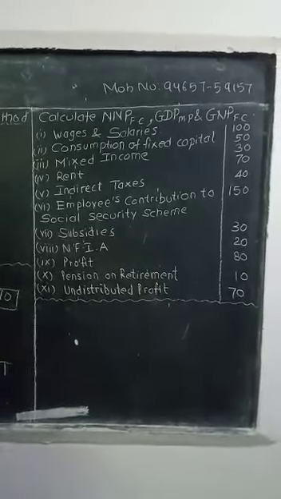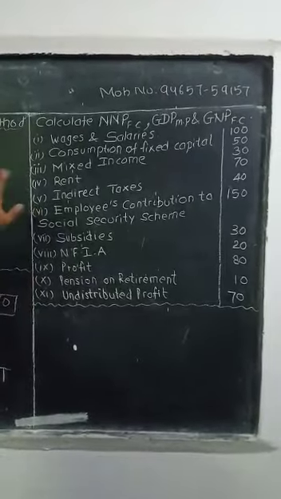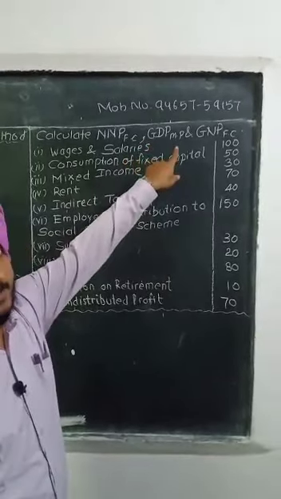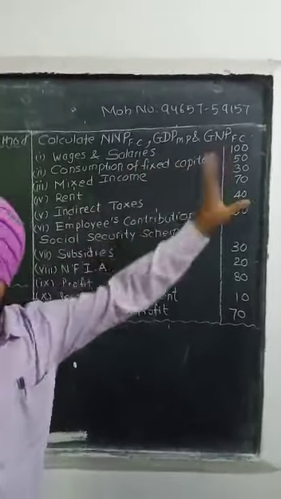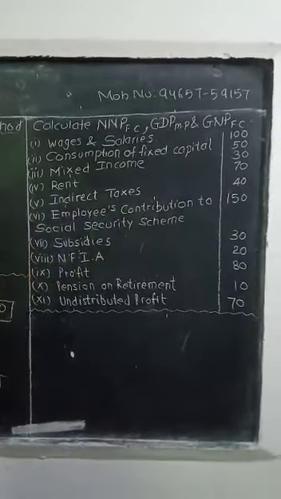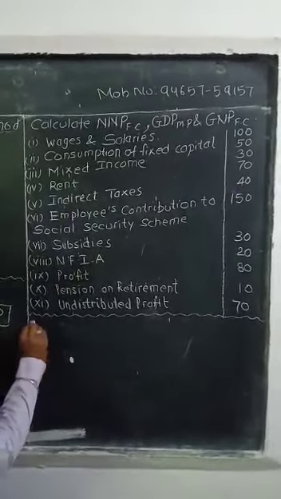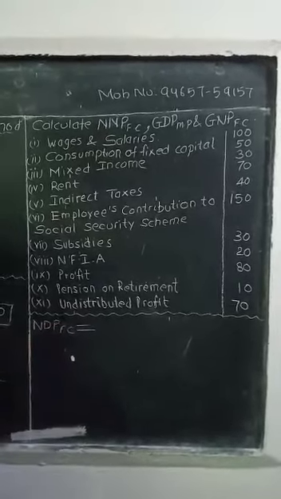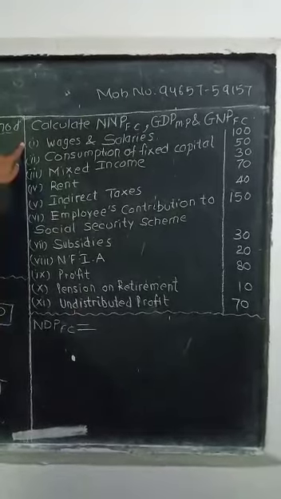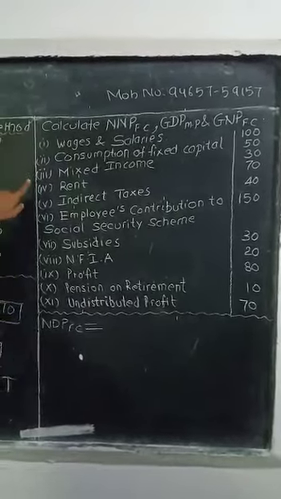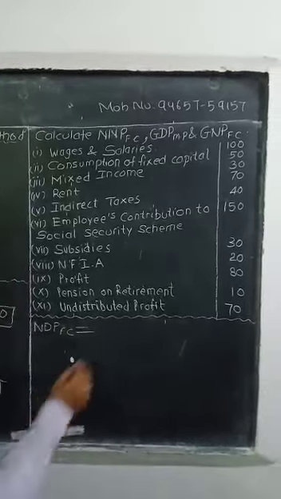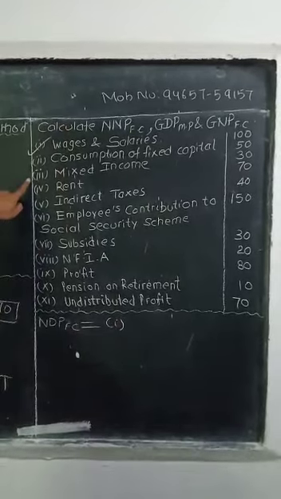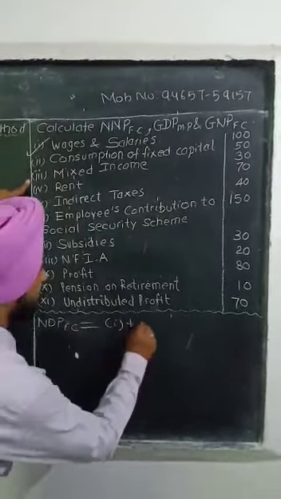Yes students, so now you can see the second numerical we have. Calculate net national product at factor cost, calculate gross domestic product at market price, and gross national product at factor cost. Okay, this part we are going to start. So starting from NDP at FC, at factor cost, what will we write here? You can see wages and salaries. Search whether there is any compensation of employees. No. Then write point number 1. Here we have taken wages and salaries. Then mixed income is required, plus mixed income.